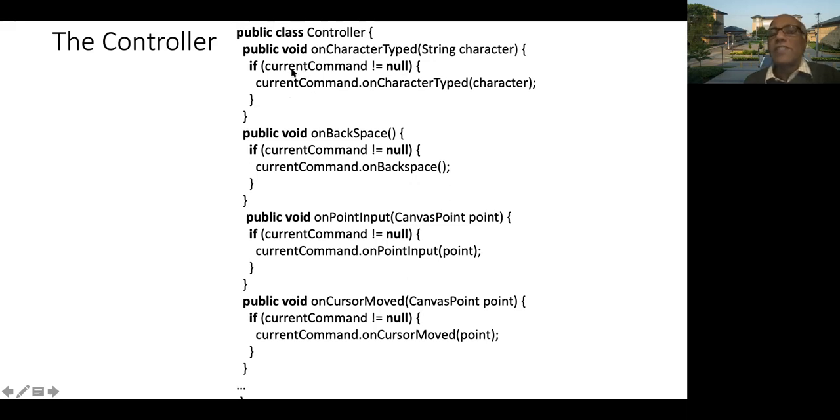So if a command is in progress, let the command know that a character has been typed. Let's send it the character. Let's see what it does with it. If a backspace is pressed, if there is a command in progress, give it to the command. It is up to the command to decide what to do with the backspace. Similarly, point input, cursor mode, everything depends on the command. The command can decide what to do with it. If the cursor moves when you are typing in a label, it will ignore it. But if it is a polygon, it will draw a line appropriately.